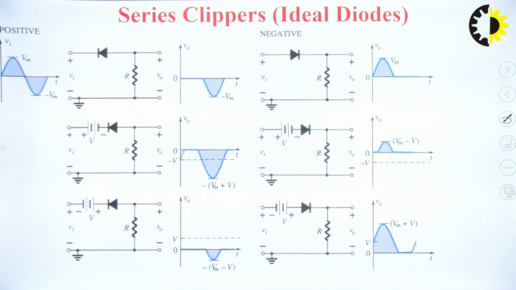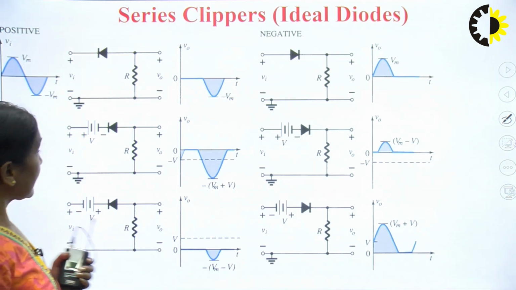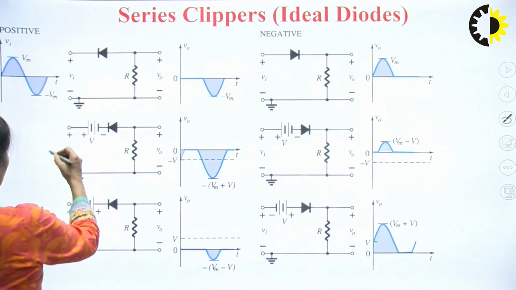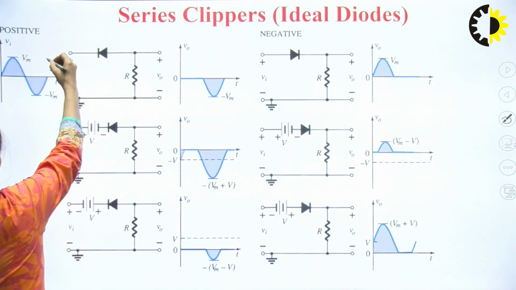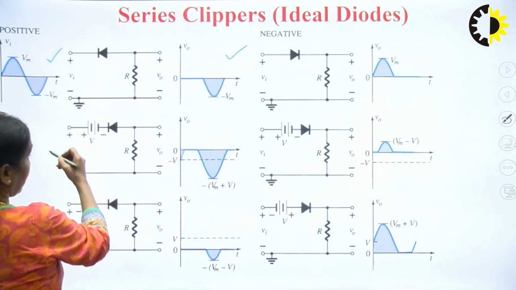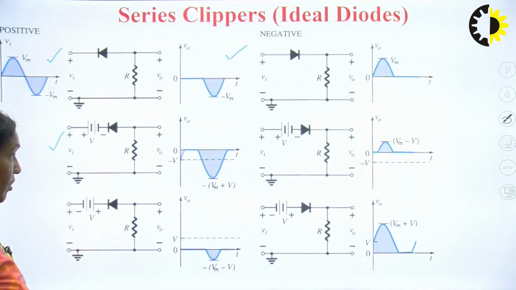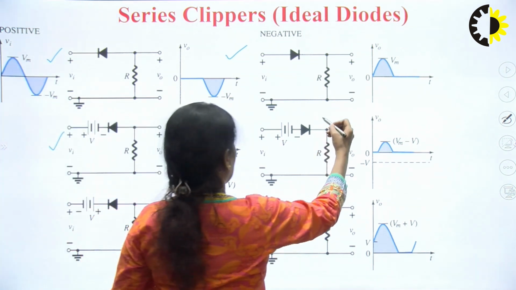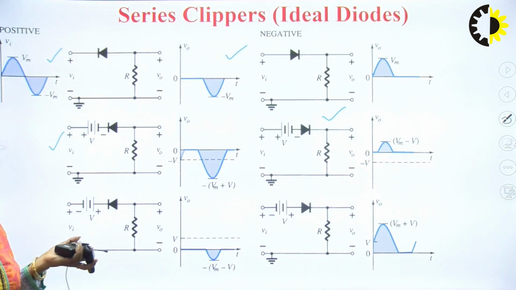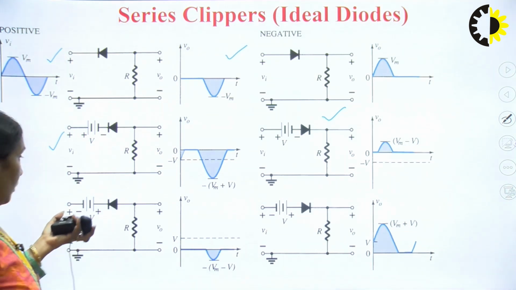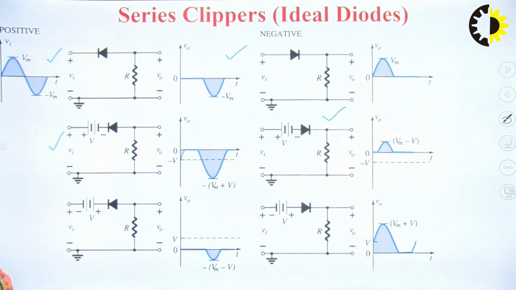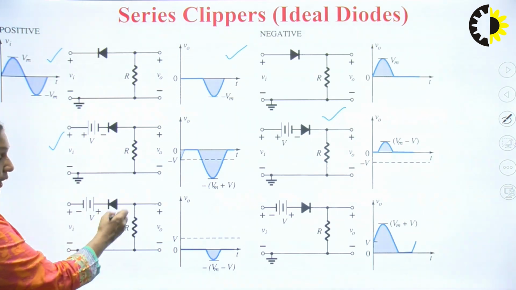So these are the various series clipper circuits. Out of these, two we have already discussed. This I have discussed, this I have discussed, this I have discussed, also this I have discussed. So let us study these two diodes. First is the one where the positive terminal of the battery is connected to the diode.